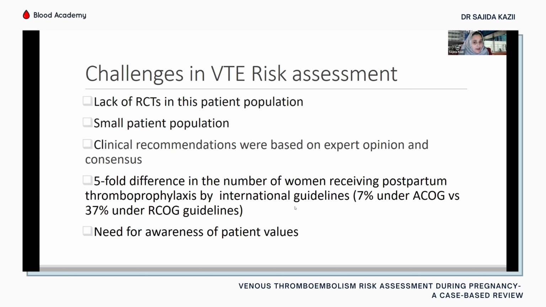For example, if we look at the American College of Obstetrics and Gynecology guidelines, whereas the RCOG guidelines, there's a five-fold difference in the number of women who receive thromboprophylaxis. So 37% of women would receive it under the RCOG guidelines, whereas 7% under the American guidelines. But we also should be aware about patient values. There are very few studies out there looking at patient values and what women during pregnancy actually want to do.